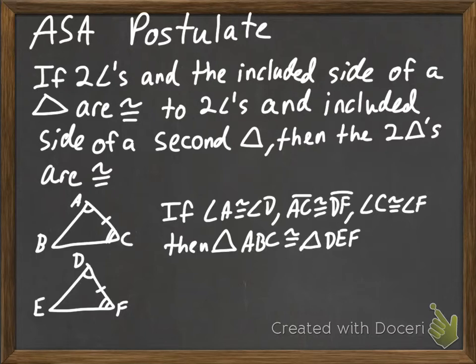So with our picture, we see that if angle A is congruent to angle D, AC is congruent to DF, and angle C is congruent to angle F, then triangle ABC is congruent to triangle DEF. So you see that AC and DF is included, it's in between our two congruent angles, so that's why angle, side, angle will work here.